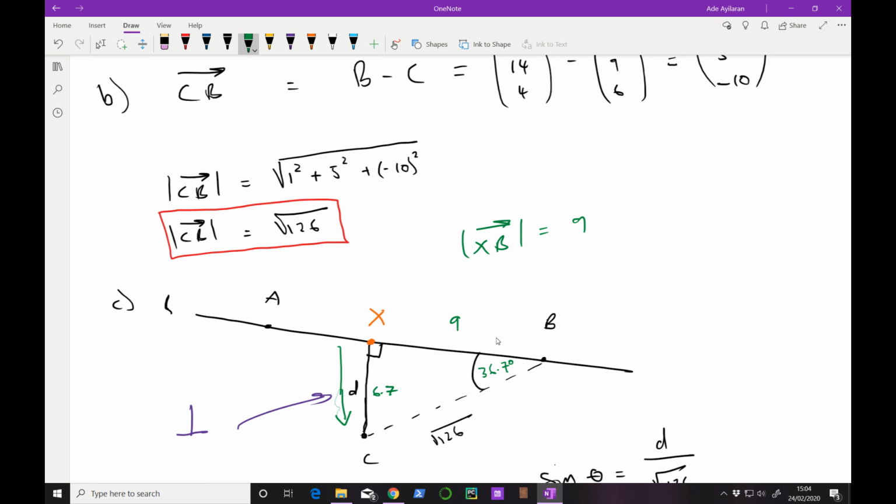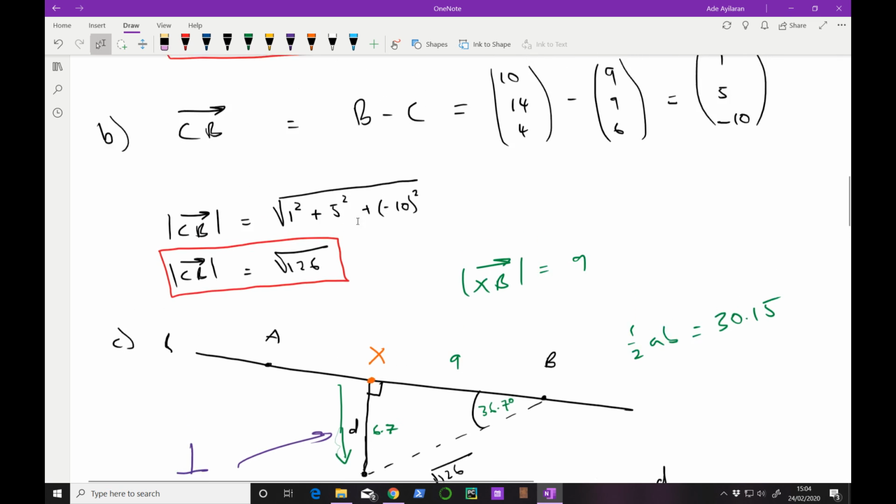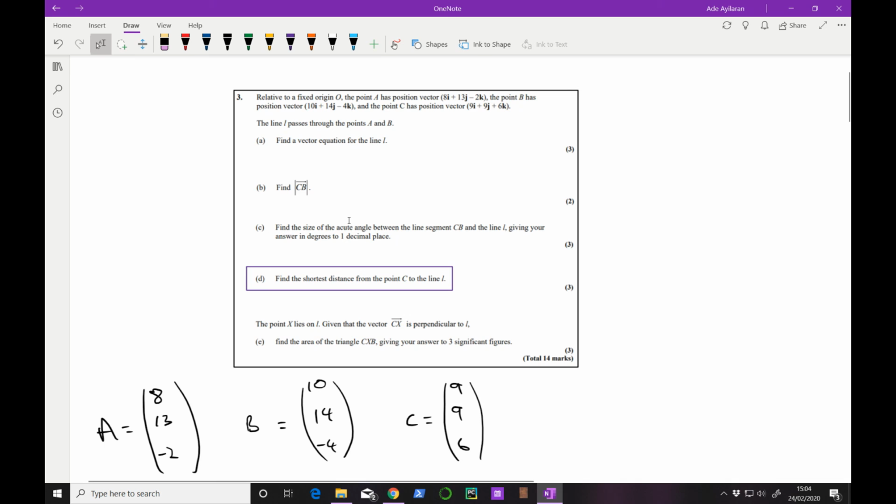The area of the triangle is just half base times height. Half AB sine theta, but the theta is 90 degrees, so sine theta equals 1. And that gives me an answer of 30.15. But regardless, I hope you learned something of how to really understand what's going on when you are using vectors and you are playing around with the expressions.